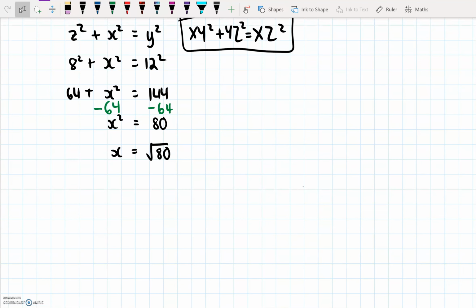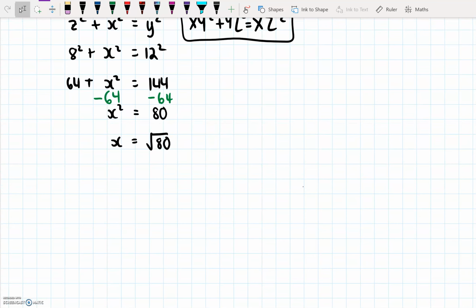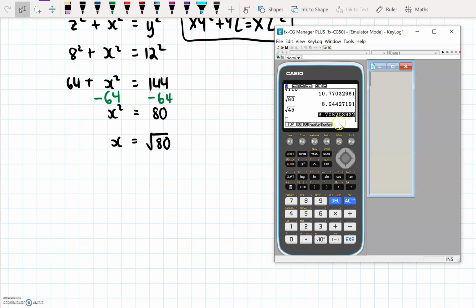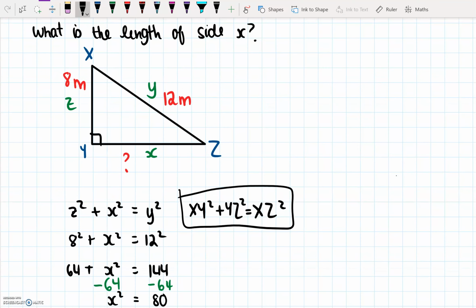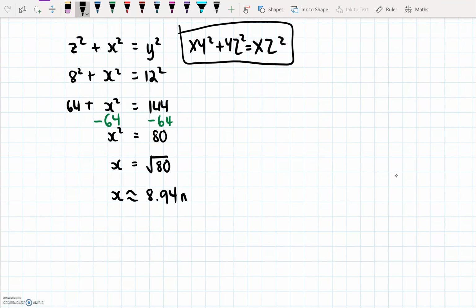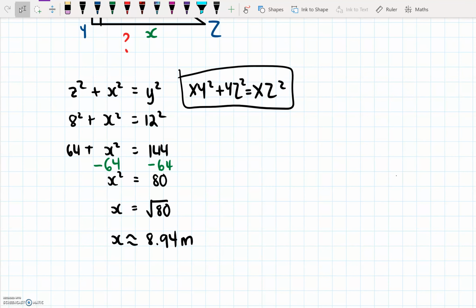Then we know that we can do this now on a calculator. So we have the square root of 80, and as a decimal, that is 8.94. So x is approximately equal to 8.94, and in this case, our unit of measurement was meters, so we're going to put meters here. And this is basically how to calculate the length of a side, a shorter side.